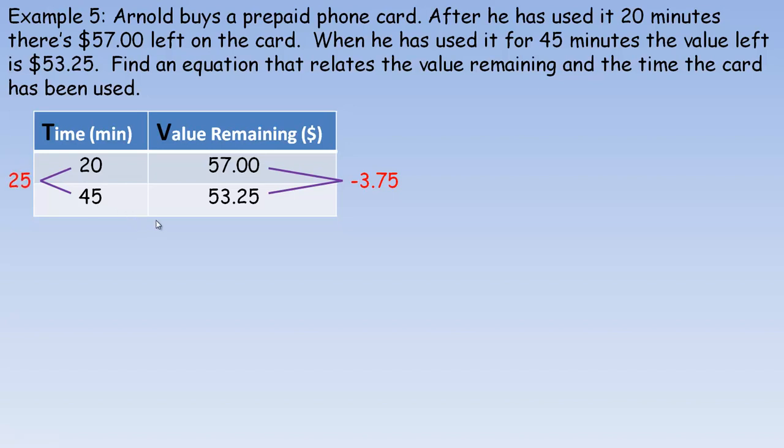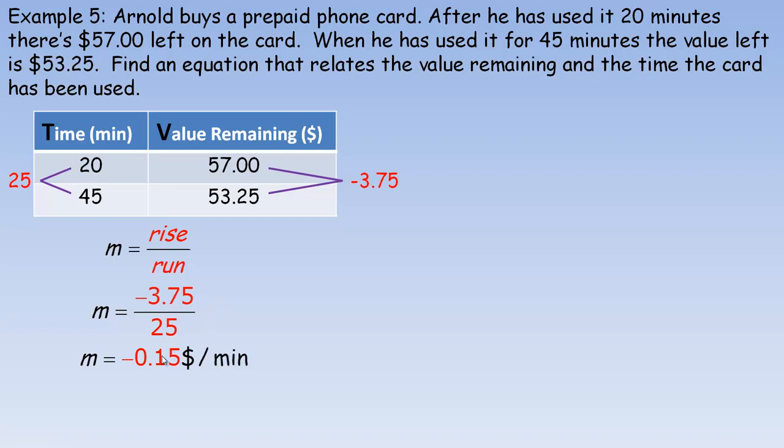Now, remember, rate or slope. Slope is rise over run, which is the change in the dependent variable divided by the change in the independent variable. So if we divide this -3.75 by 25, we'll get the rate of change.